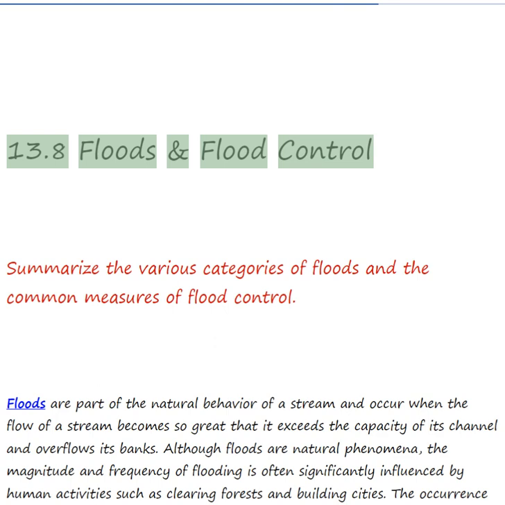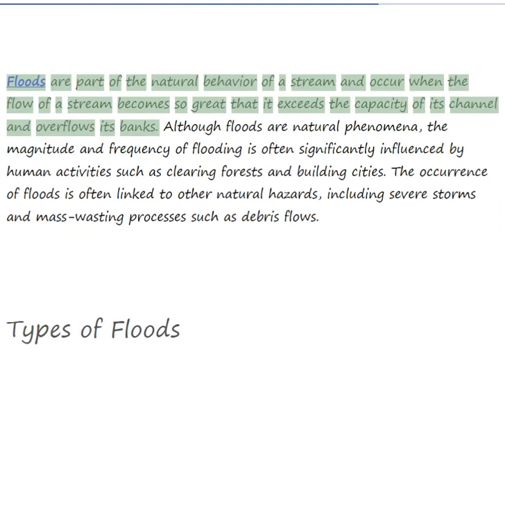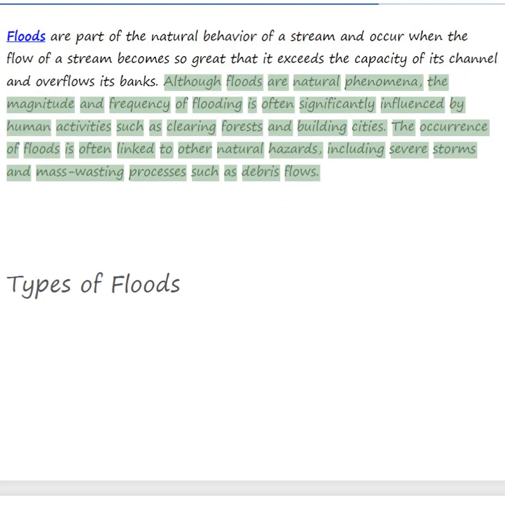13.8 Floods and flood control. Summarize the various categories of floods and the common measures of flood control. Floods are part of the natural behavior of a stream and occur when the flow of a stream becomes so great that it exceeds the capacity of its channel and overflows its banks. Although floods are natural phenomena, the magnitude and frequency of flooding is often significantly influenced by human activities such as clearing forests and building cities.